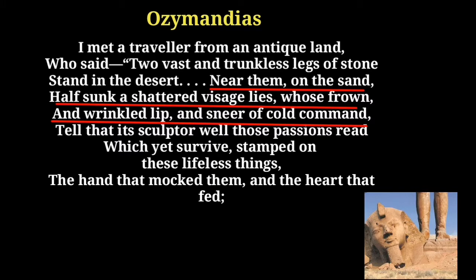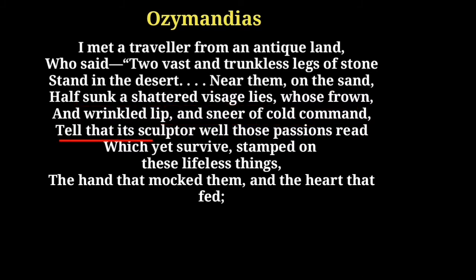The traveler goes on to describe the face of the statue, which was lying on the sand and had the expression still visible and identifiable of the mighty ruler Ozymandias. The traveler has used words like frown, wrinkled lip, and sneer of cold command, which give us an impression that the king was an angry and commanding man.